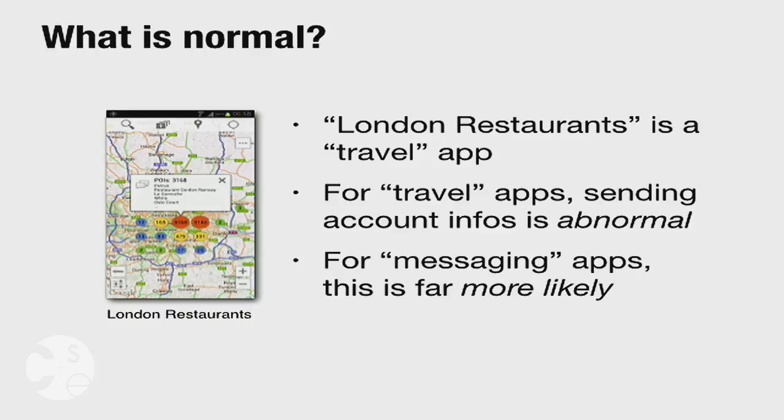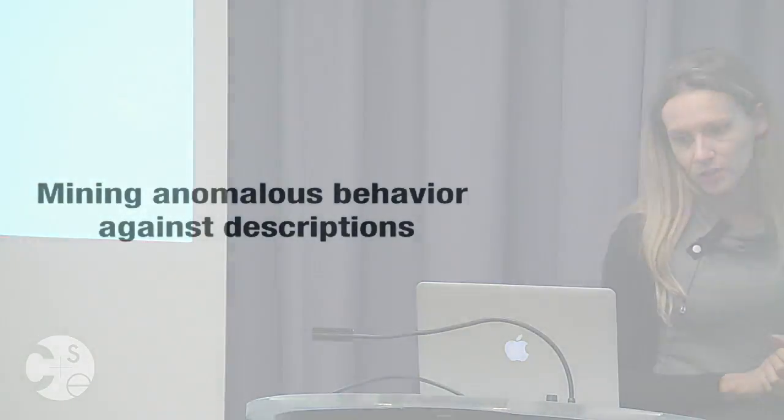If we take the London Restaurants app, then we know that this application is a travel application. For this type of application, it is common, for instance, to access the user location, but it's not so common to collect sensitive information, for instance, the accounts. Meanwhile, collecting the account information and maybe sending text messages is something that is common for a messaging app. So in essence, the key is to understand what type of application we are talking about and see what it does. So we started this work on analyzing the description of the application and seeing whether it matched its real implementation in the code.